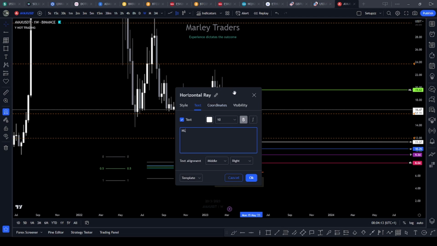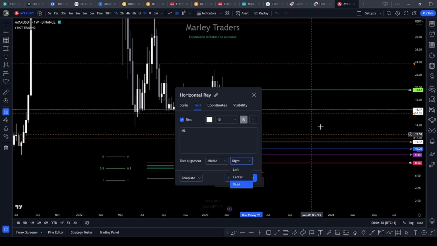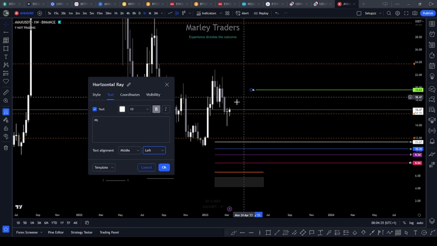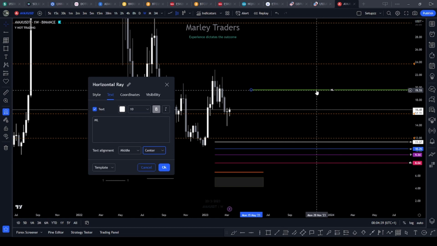So you choose where you want it. Is it in the middle, at the top, at the bottom? I like to put it in the middle, and then you can put it at the right or at the left. I don't know why anybody would want to put it there, but the option is there. If you want to put it in the middle, there. However, like everything else, I like it to be on the right side.